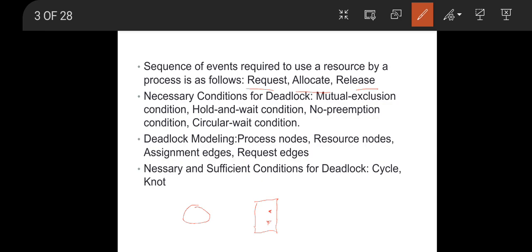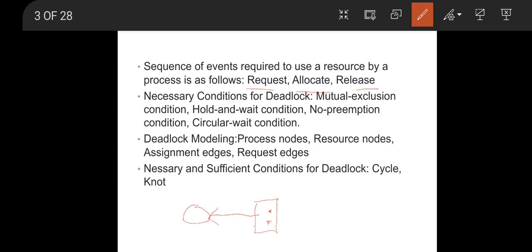Now to connect the nodes, we have edges. There are two types of edges used in modeling deadlock. One is the assignment edge and the other one is the request edge. Assignment edge is used if the process has already got the resource. That is, let us say a resource is already allocated to the process. So the direction of the assignment edge will be from the resource to the process.